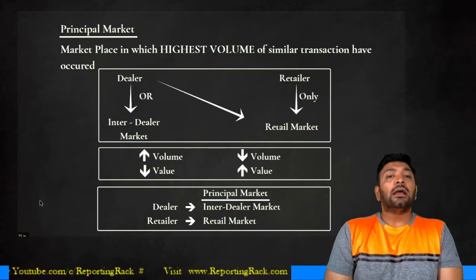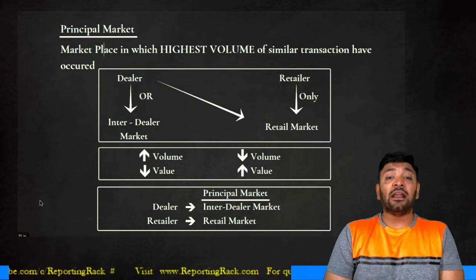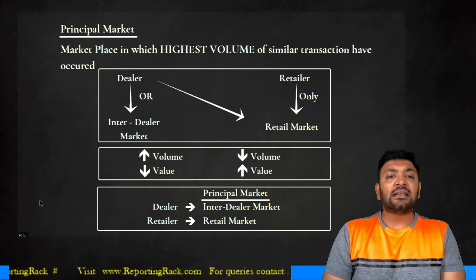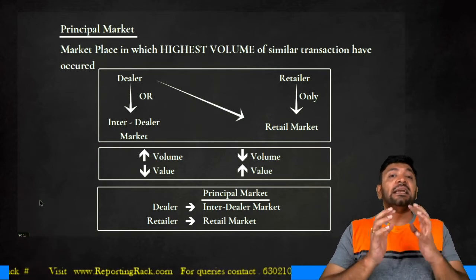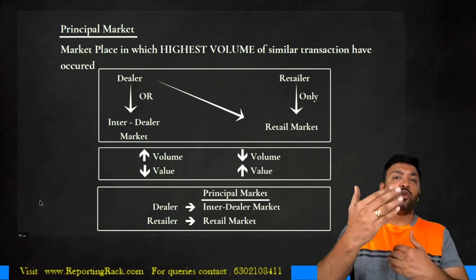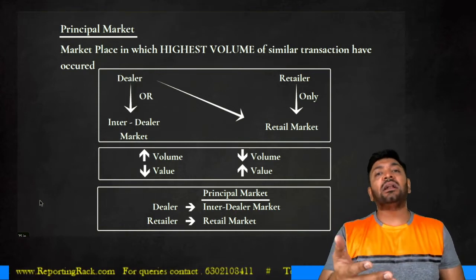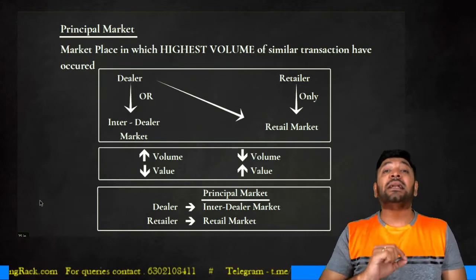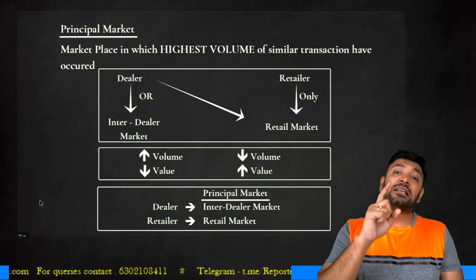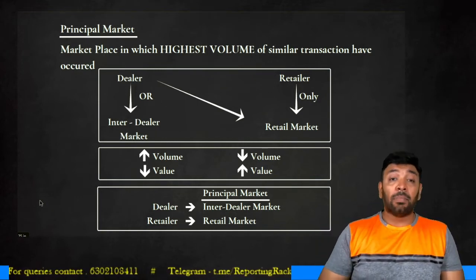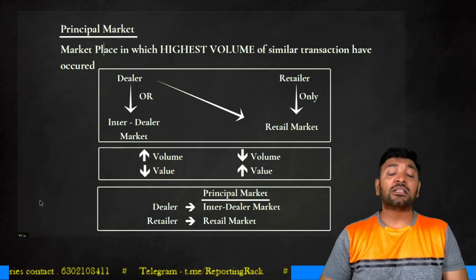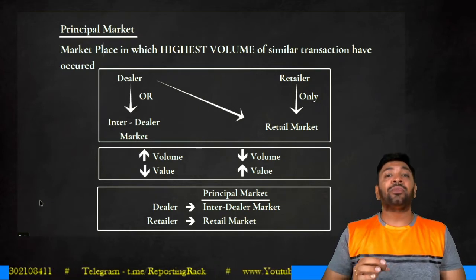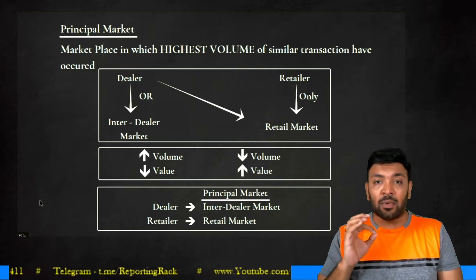Look at this. A principal market is a market in which the highest volume of similar transactions have occurred. Look at the example which I have given you. Let's say there is a dealer in securities and there's a retailer like you and me. On a current date, there are so many IPOs going on. If I have to subscribe to a particular IPO, my limit on the sum invested is a maximum of 2 lakhs. That's it. But a dealer can buy as much as they want.